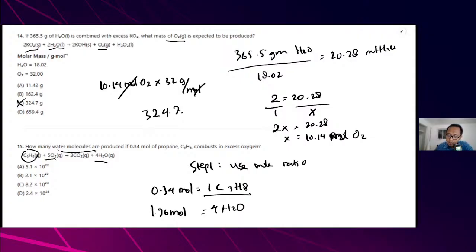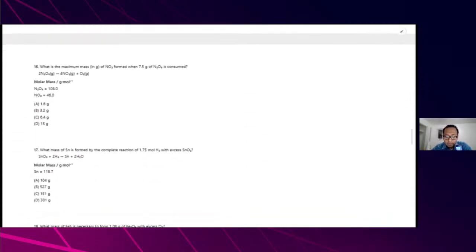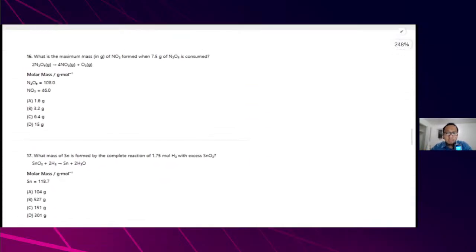And then the question is how many water molecules? It's pretty easy. Just use Avogadro's number. Number of molecules: we get 1.36 times 6.022 times 10^23. So it will be 8.19 times 10^23. So the answer will be C. Okay, it's very easy, right? All right. So now let's move on to another part.